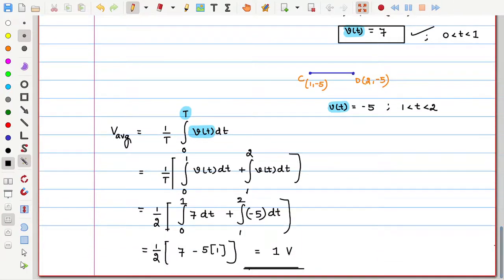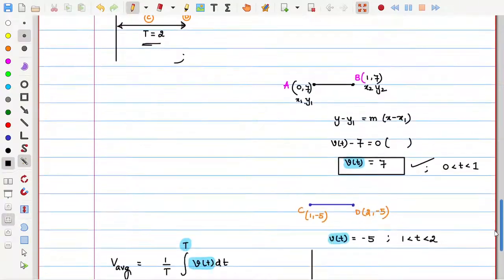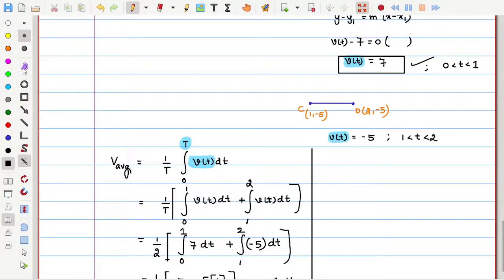Right. So let me show one more important thing. See here, as I told you, the area under the given function f of t divided by the time period also gives the average value, instead of this integration. Now if we know the shape is well defined, as like this, we have this kind of shape.